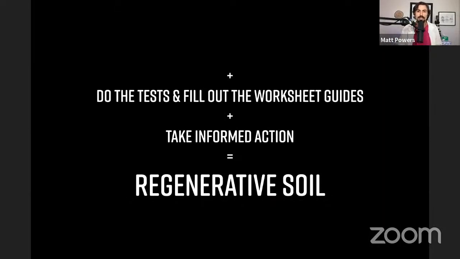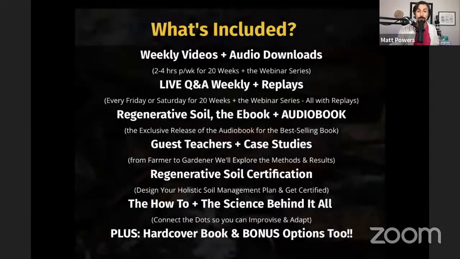No one's put all those things together, and from all the different disciplines. So adding all that together and then doing all the testing and then filling out the guides, the worksheet guides, makes it so that you will always be able to take informed action. And that creates regenerative soil.